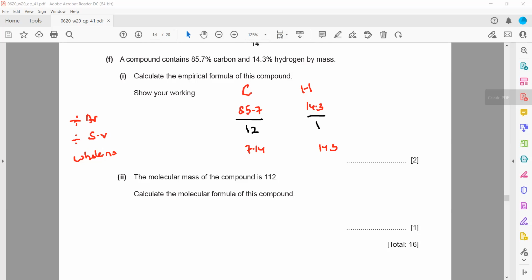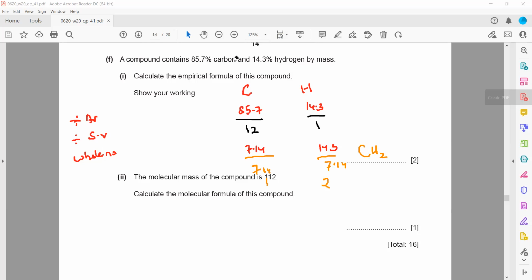Now what about step 2? Step 2 is divide by the smallest value in the combination. So 7.14 is the smallest value. So I'll divide this by 7.14 and this also by 7.14. So when we divide by the smallest value, this will be 1 and this is approximately 2. So the empirical formula is CH2.